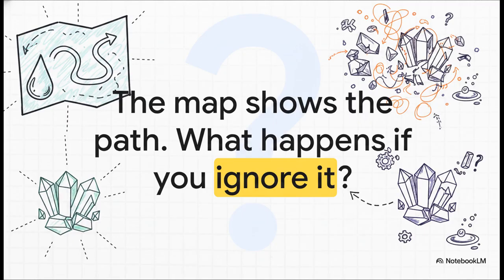So, the map is right there. It shows you the path to a perfect material. It guides this incredible transformation from a simple liquid all the way to a complex, high-performance solid, which really just leaves us with one last big question. What on earth happens when you decide to ignore it?